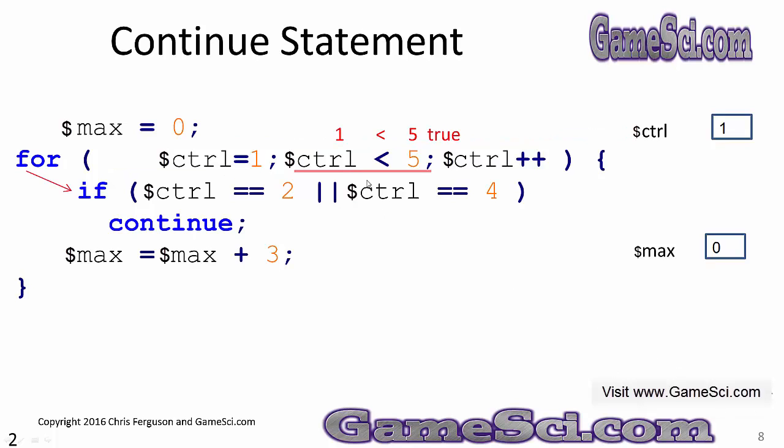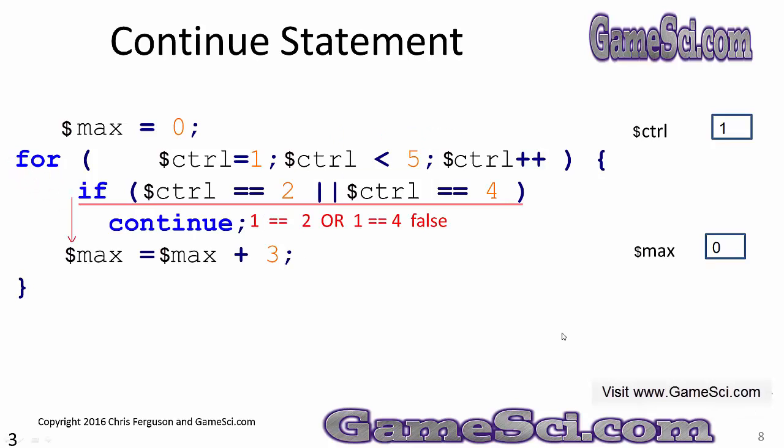After that executes, we'll go over and ask, is 1, our control, less than 5? 1 is definitely less than 5. That is a true statement, and we all know what happens when it's true. We're going to go inside the loop and execute the code inside the loop. We reach this if statement. Control has a 1 in it, so this is 1 equal to 2. That is a false statement.